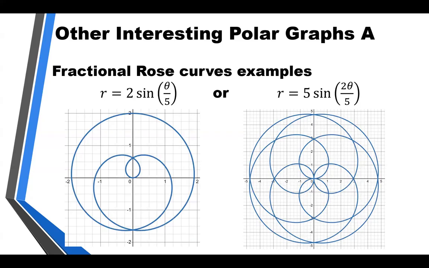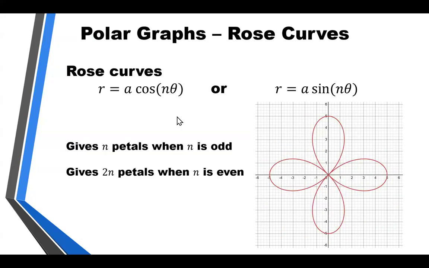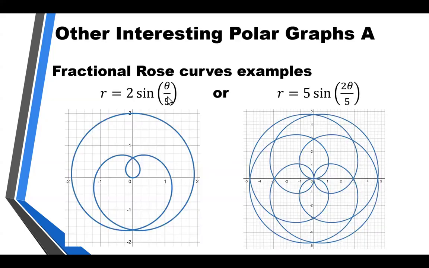Other interesting graphs, well, what if we had, instead of a rose curve with a whole number, a fraction as the n? So instead of n being whole numbers, what if we let those things be fractions? Well, with what we call fractional rose curves, we get some really interesting loopy shapes. I say loopy because when you draw the curves, they make a lot of loops.